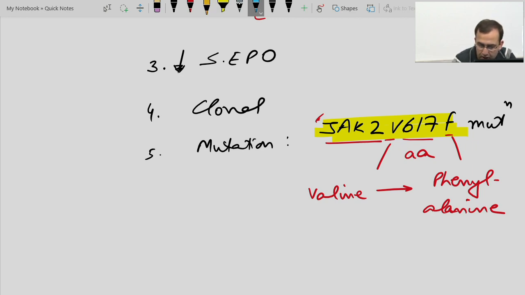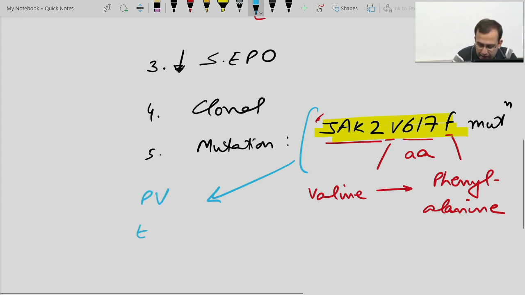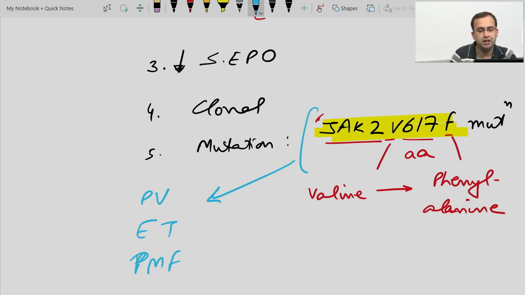This JAK2 V617F mutation is seen in three MPNs, which are PV, ET, and PMF. But it is most commonly associated with PV, polycythemia vera.